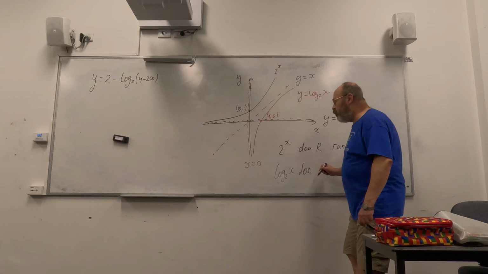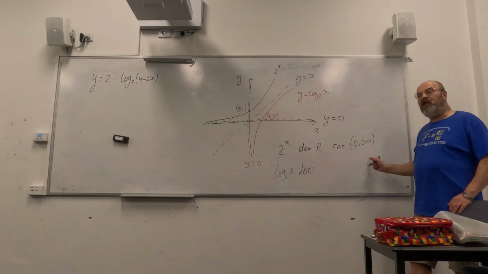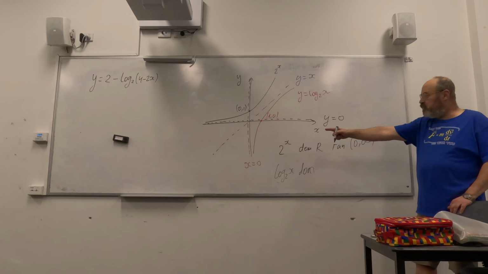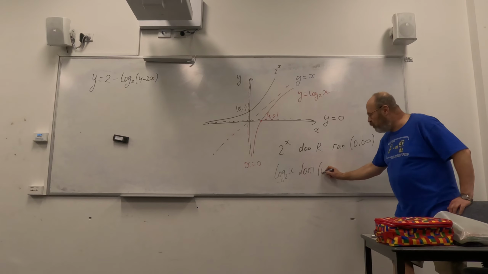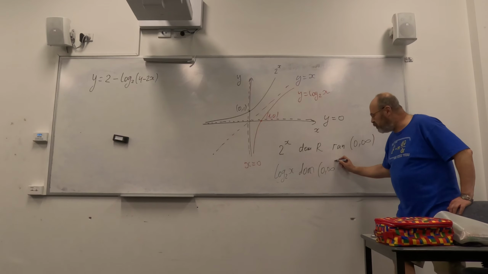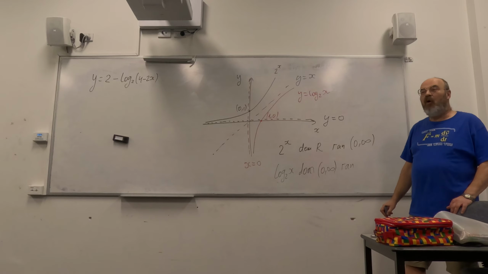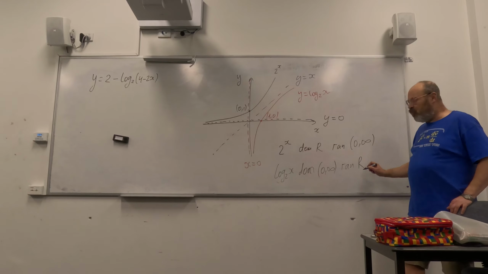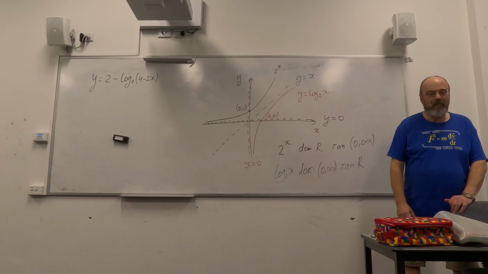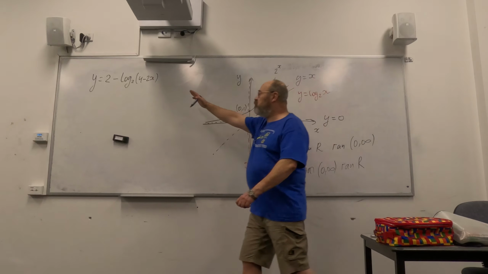Domain of the inverse function is the range of the original. So we have the domain of the log from 0 to infinity. And what is the range of the log? All real numbers. Okay, let's sketch this graph.